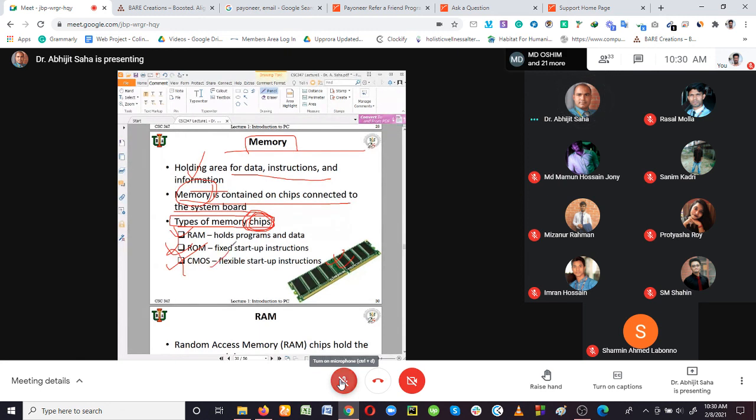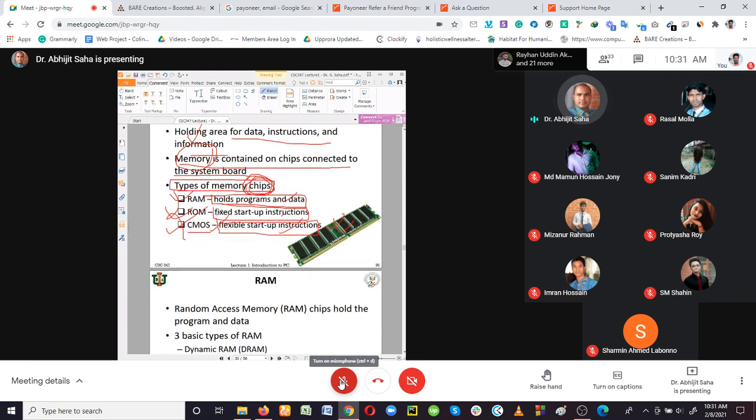Clear? Yes, sir. So the RAM is there to hold programs and data, which we have already discussed. The ROM is there for fixed startup instructions, and the CMOS is there for flexible startup instructions. So this is the main difference between these three chips: RAM, ROM, and CMOS. RAM holds the active data and programs, ROM holds the fixed startup instructions, and CMOS holds the flexible startup instructions. So these are the main keywords for these three chips.